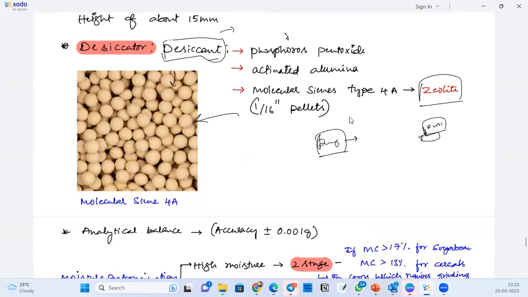Why? Because once we put the seeds in the hot air oven and remove them, because of the relative humidity in the surrounding area, the moisture can come and accumulate on the seeds. So that is the reason we use the desiccator or desiccants.